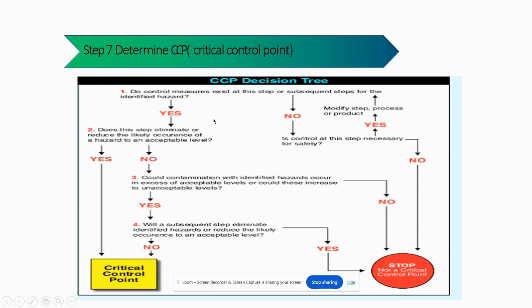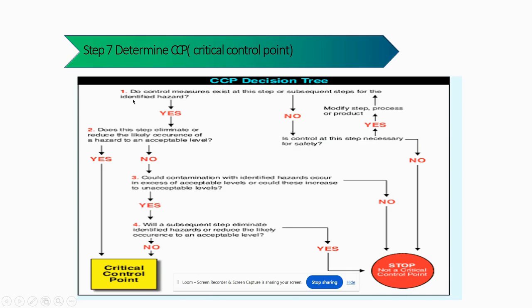If your answer is yes, then we have to raise the next question, that is, does the step eliminate or reduce the likely occurrence of the hazard to an acceptable level? If your answer is yes, then it is considered to be a critical control point.